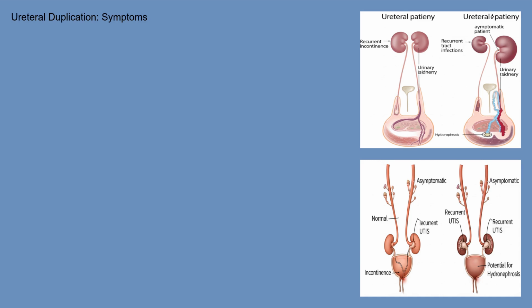Many individuals with ureteral duplication remain asymptomatic throughout their lives. However, when symptoms do occur, they can vary depending on the nature and location of the duplicated ureters. Common symptoms include recurrent urinary tract infections, especially in children. Urinary incontinence, particularly dribbling of urine between voiding, can also occur, especially in cases of ectopic ureteral insertion. Less common symptoms include abdominal or flank pain, and in severe cases, hydronephrosis, the swelling of a kidney due to urine buildup, can develop, potentially leading to kidney damage.